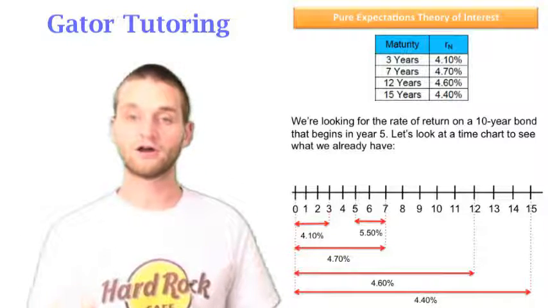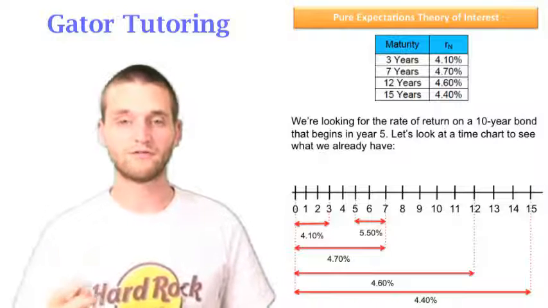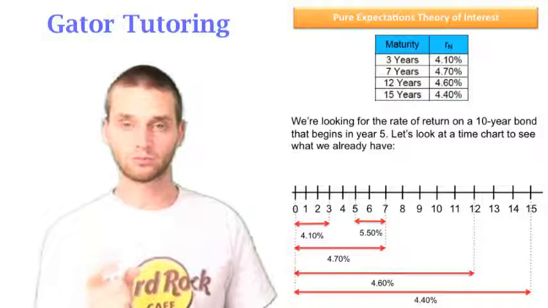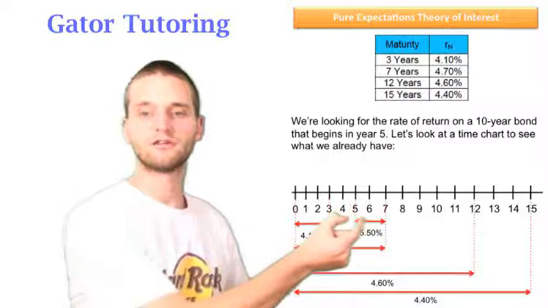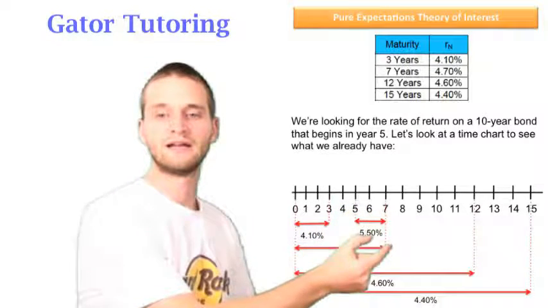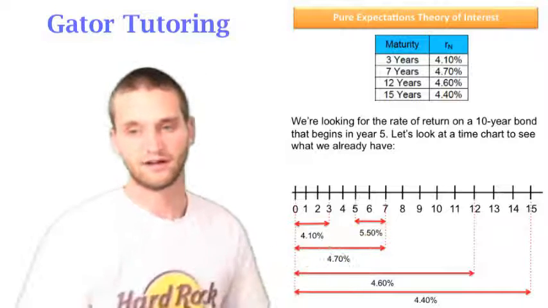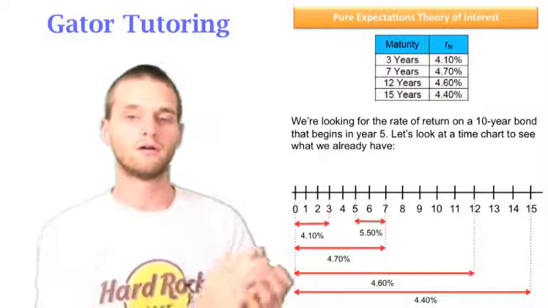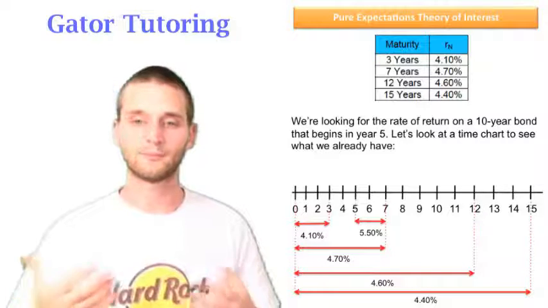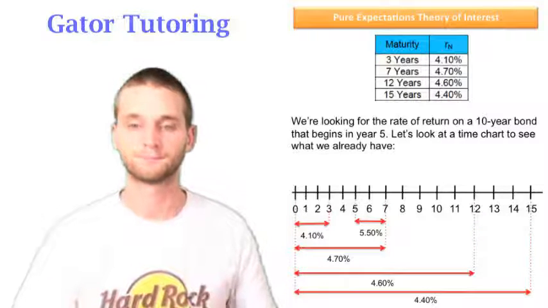And so we're also told two more pieces of information: that the actual rates, the spot rates themselves, between years 5 and 6, and years 6 and 7, are 5.5%. And so the average rate between those two is 5.5% as well. We know from year 5 to year 7, you'll earn 5.5% per year.